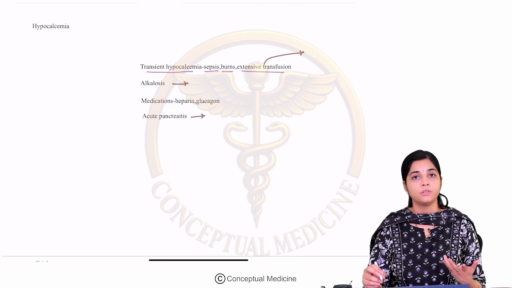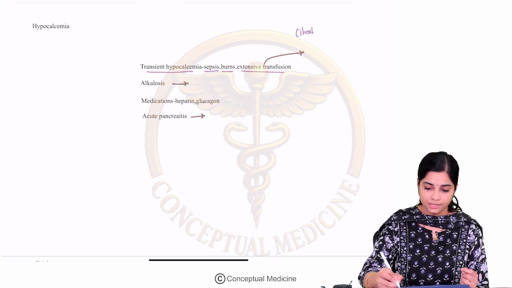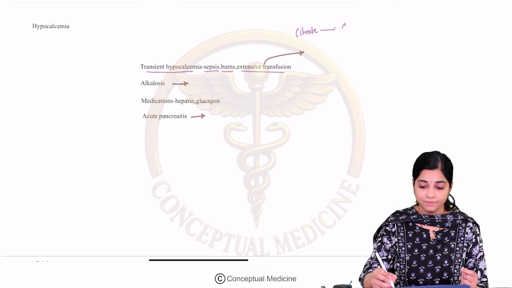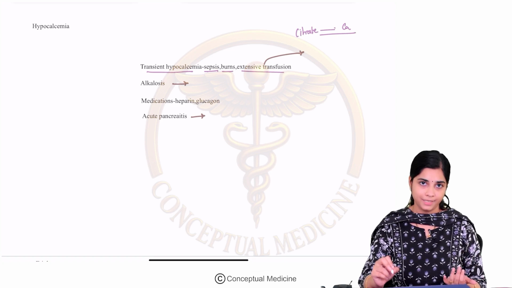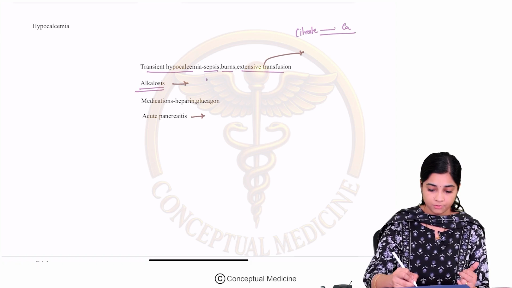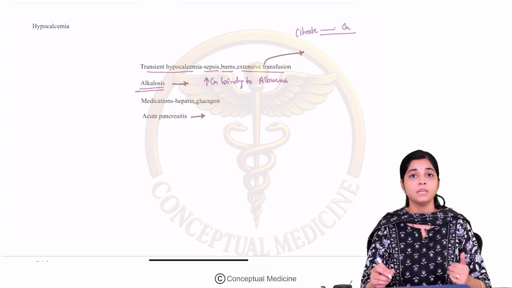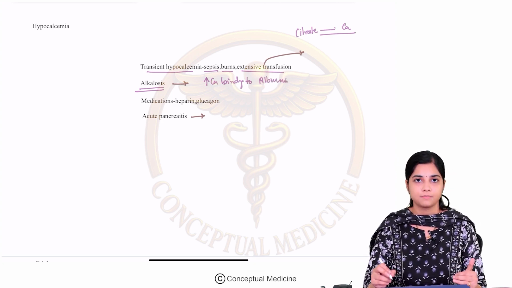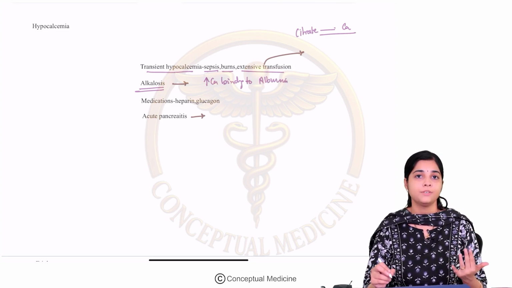When you do large volumes of blood transfusion, what are you infusing along with the blood? You infuse citrate. This citrate will combine with calcium and form calcium citrate, thereby decreasing the serum calcium levels. Then metabolic alkalosis is going to promote increased calcium binding to albumin, thereby decreasing the ionized calcium levels.